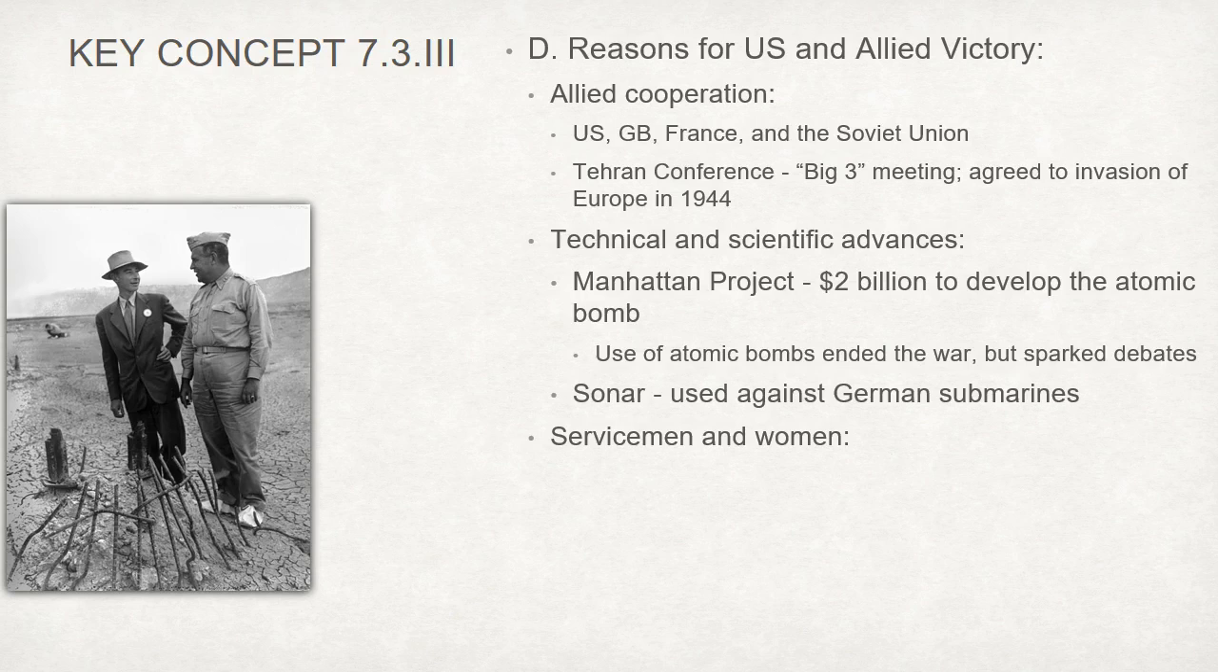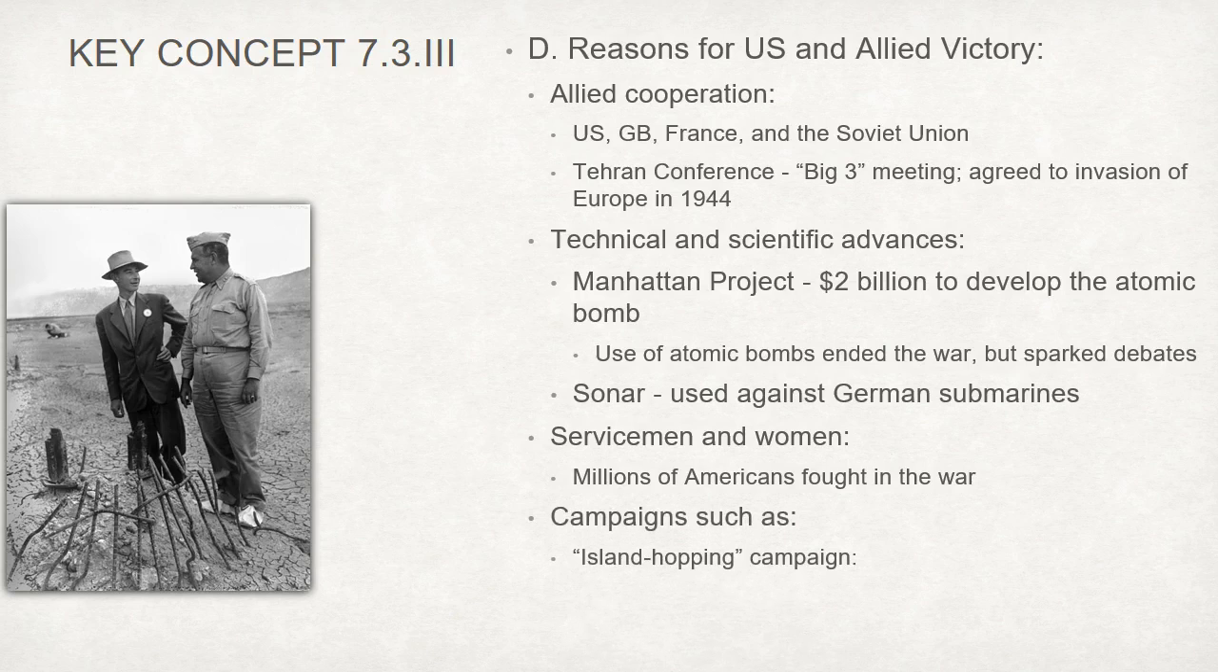So, reasons for U.S. and Allied victory: servicemen and women. Millions of Americans fought in the war alongside millions of other people from different nations, but we can't forget about them. And the actual military campaigns themselves. The island hopping campaign is the military campaign in the Pacific, where the United States is hopping from island to island, trying to get as close to Japan as possible.